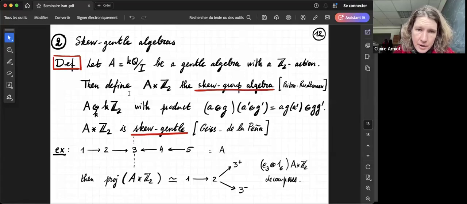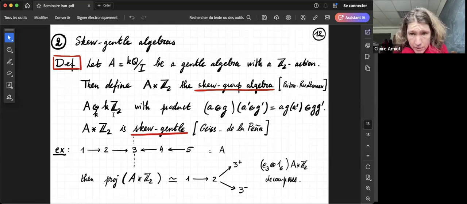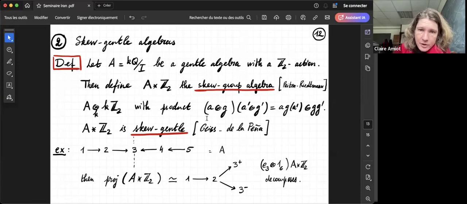So then we can define this notion of a skew group algebra, which was studied in the 80s by Reiten and Riedtmann. So what is this algebra? As a vector space, it is just the tensor product of A by the group algebra of my group Z2. And as a product, I will just twist the product of elements by the action. So if I have an element a⊗g and I multiply it by a'⊗g', I will get a·g(a') ⊗ gg'.